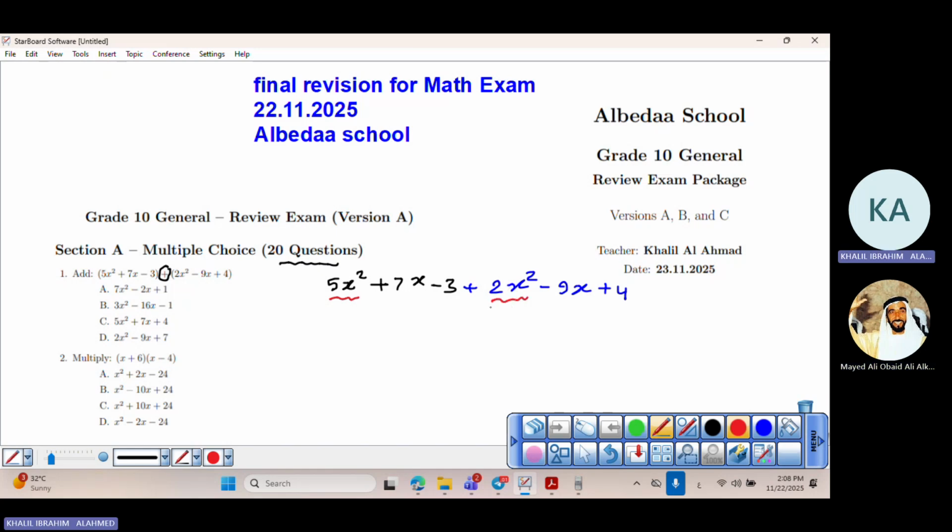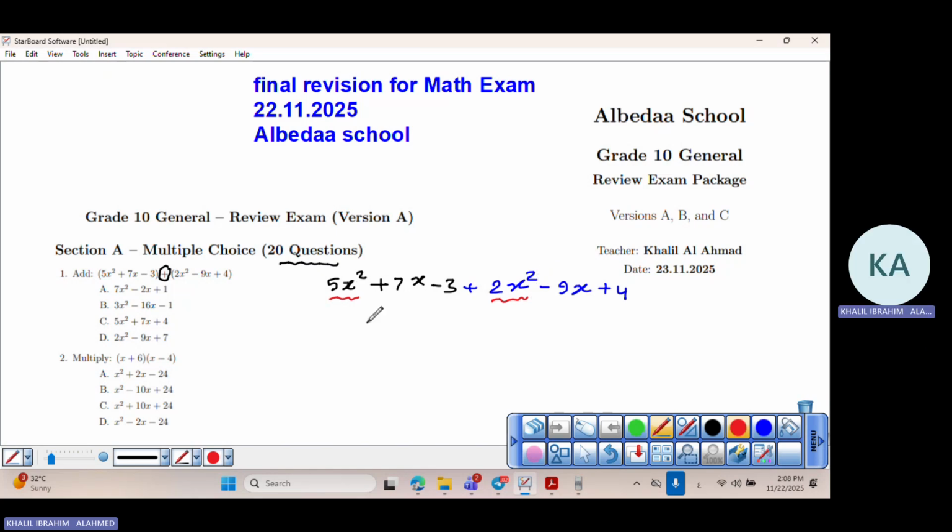Just add the similar terms here. Similar terms: 5x squared plus 2x squared equals 7x squared. And also here, 7x minus 9x.